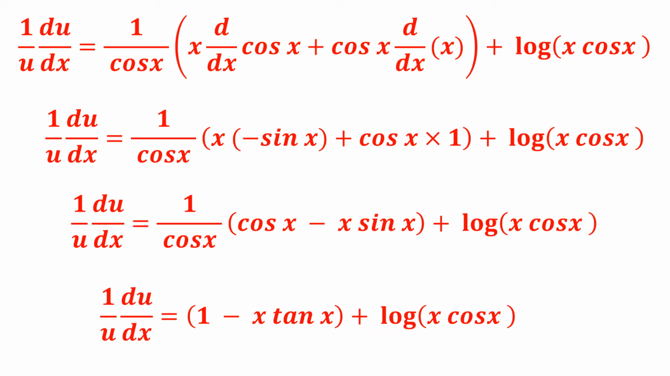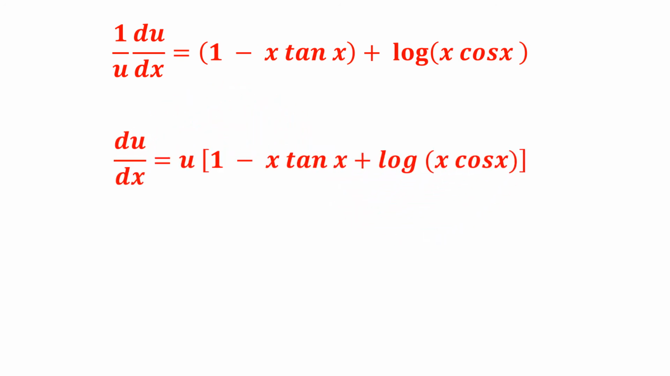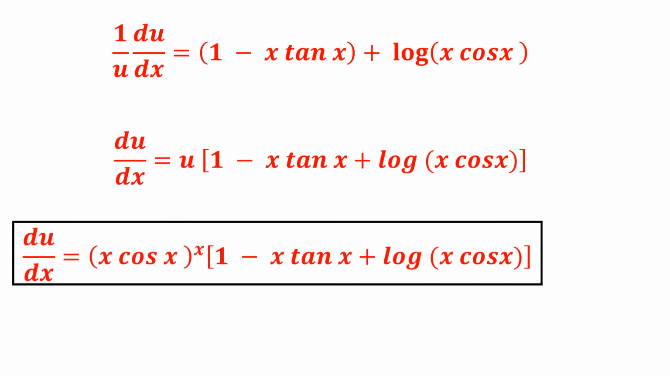Now you can bring this cos x inside the bracket. Cos into cos will get cancelled. Cos by cos will get cancelled. Cos into x sin x by cos x is x tan x. But it can be written in a simplified form: 1 minus x tan x, the first term, plus log of x cos x. Now this u can be pushed to the right side. Therefore du/dx is u multiplied by 1 minus x tan x plus log of x cos x. Now u can be substituted. u is (x cos x)^x into 1 minus x tan x plus log of x cos x. So now we have found du/dx. Let us call it equation number 2.